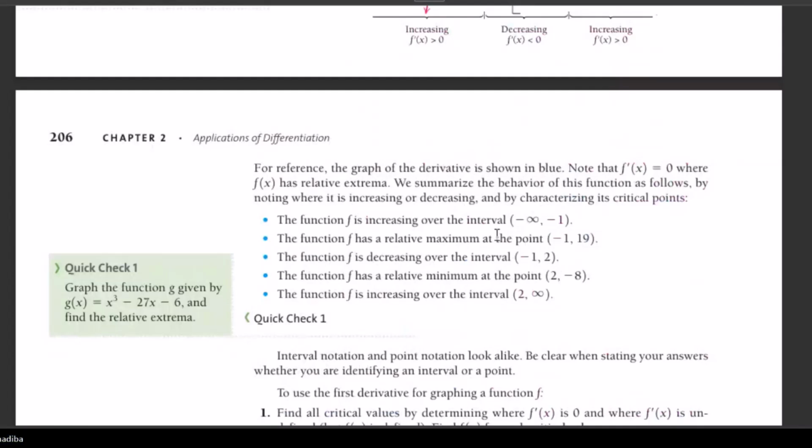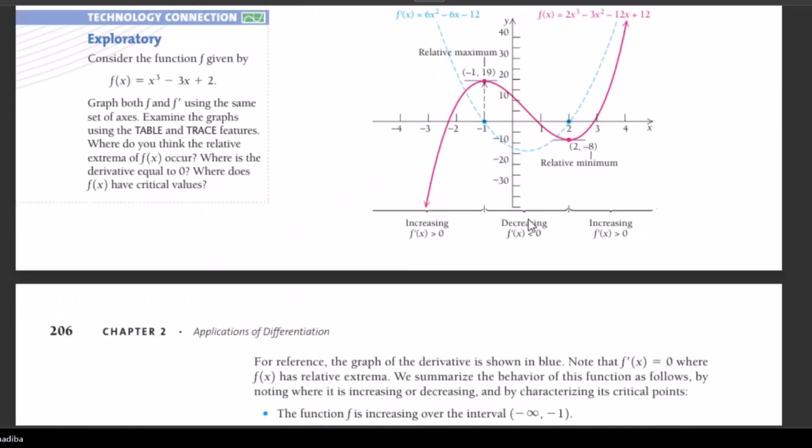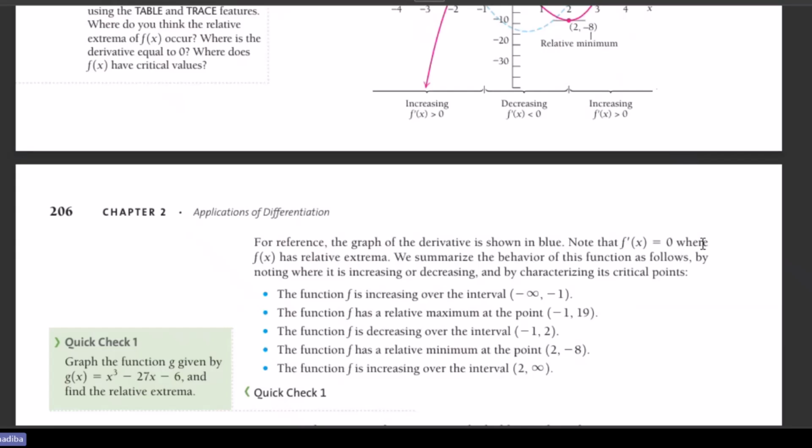And then the last important thing, usually when they ask this type of question, is to indicate the following. These bullets, these ones are in blue. Now, they say, for reference, the graph of the derivative is shown in blue. Oh, this one is of the derivative. Shown in blue, note, first derivative equals 0 where f has relative extrema, is the function in red. We summarize the behavior of this function as follows, by noting where it is increasing or decreasing and by characterizing its critical points.